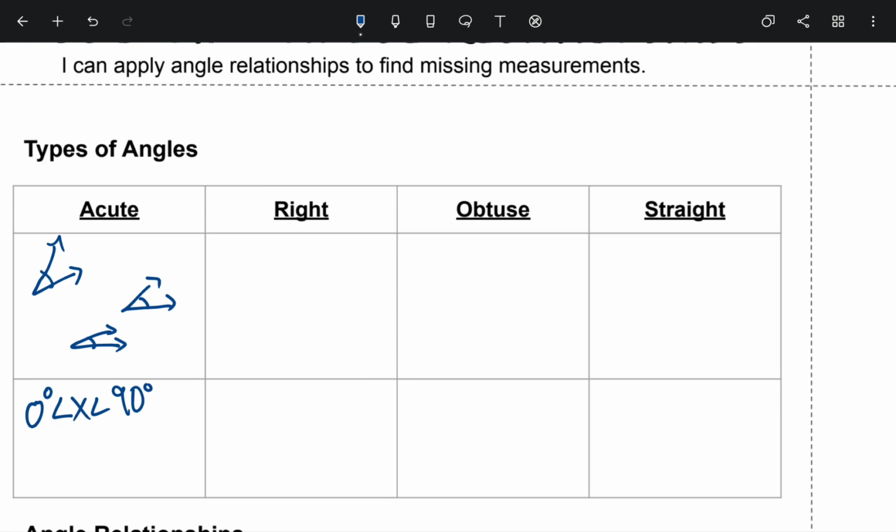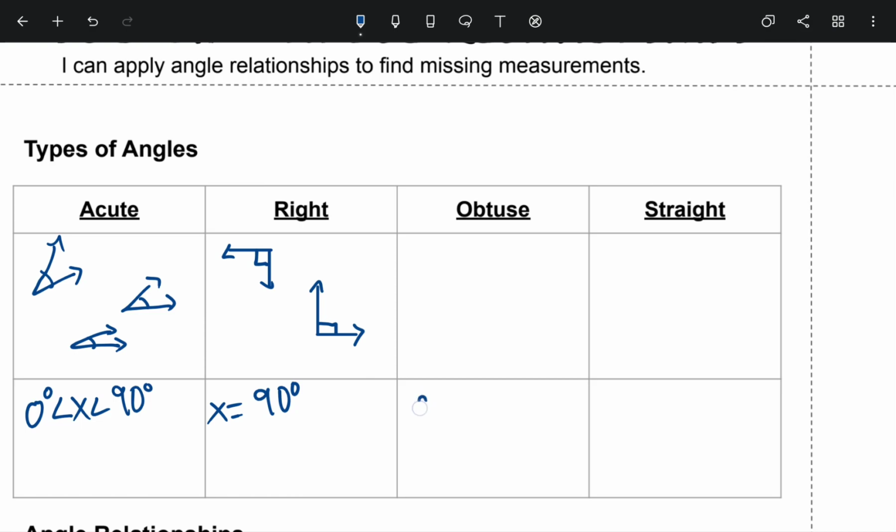The next type of angle is a right angle. So right angles are exactly 90 degrees. So they look like this. And they typically will have a little box in the corner to tell you that is exactly 90 degrees.